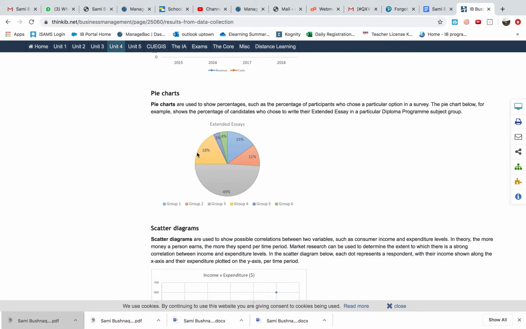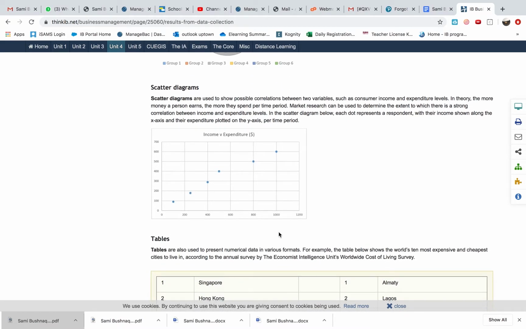Pie charts look more at statistics, so it shows percentages of different groups, right? Not going to go into huge amount of detail.